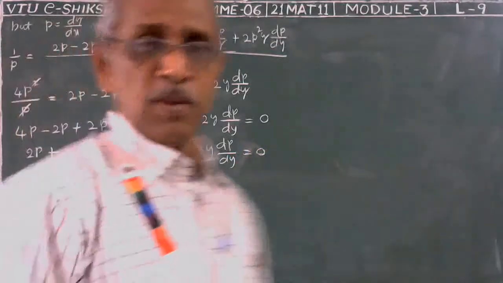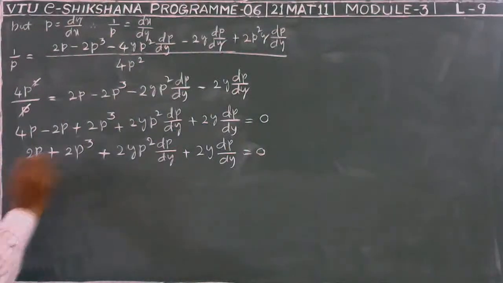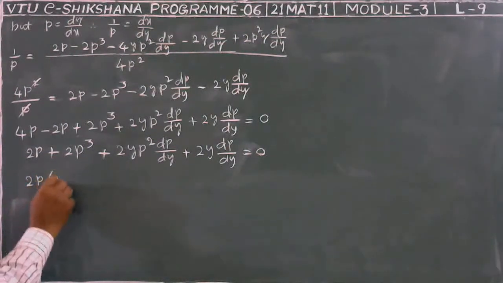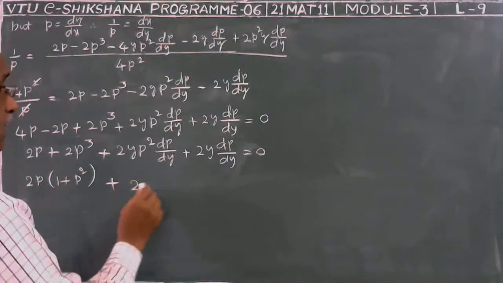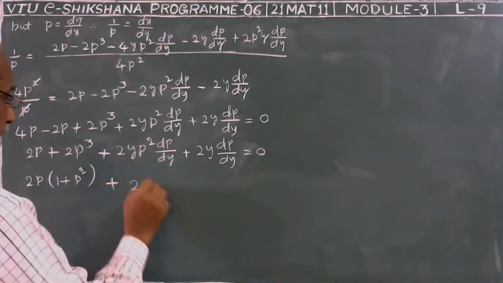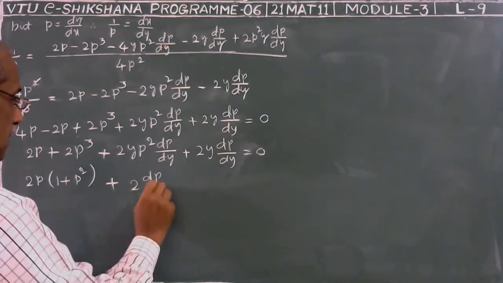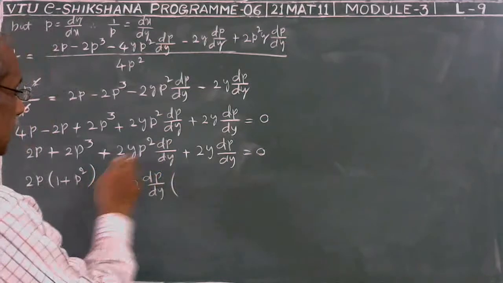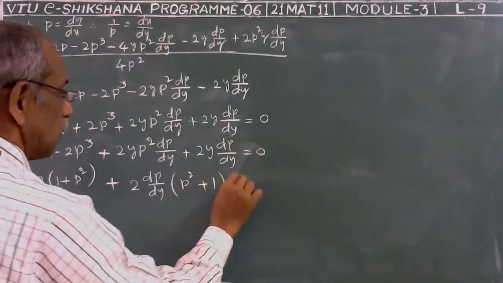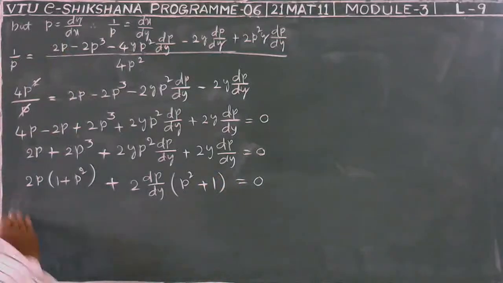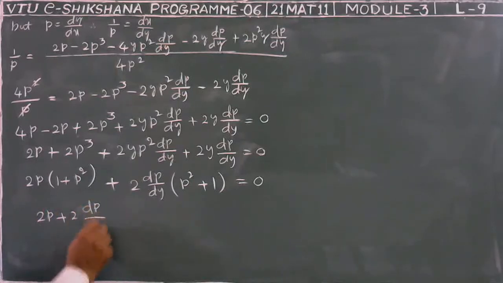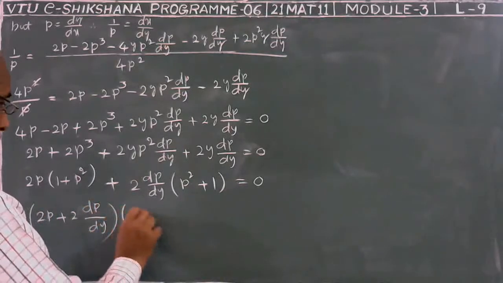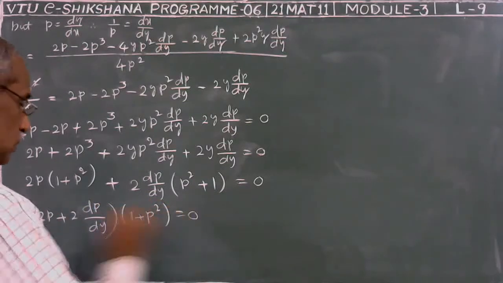Now if you carefully simplify, we can group like this. You see here, I can take 2p outside from the first two terms, so 2p into 1 plus p square, plus, here I can take 2y dp by dy outside, into p square plus 1, equal to 0. Now further, I can write this as 2p plus 2y dp by dy into 1 plus p square equal to 0.